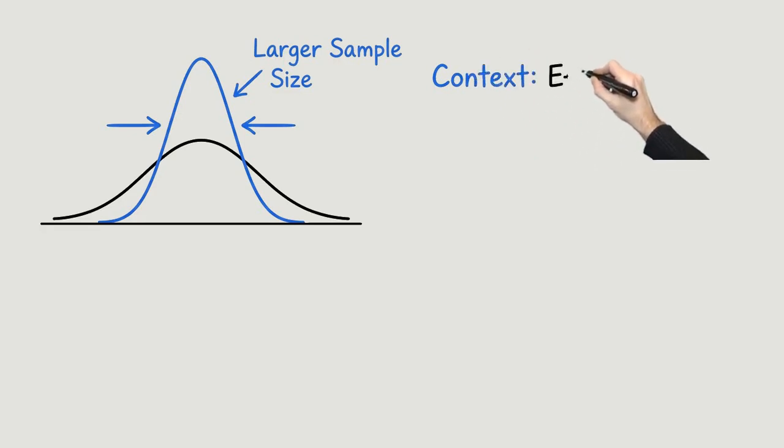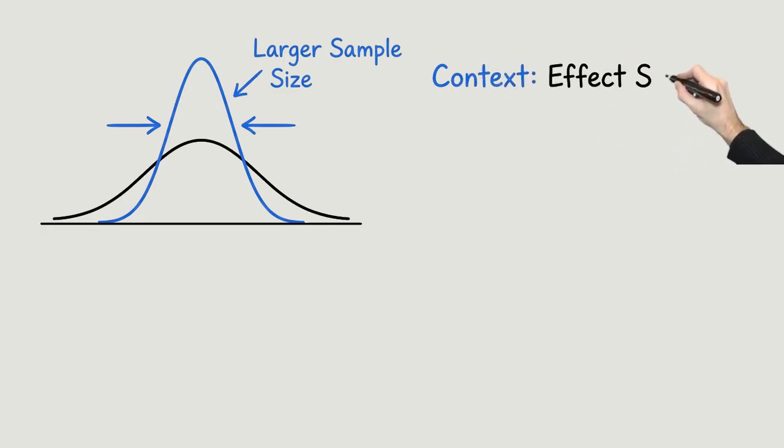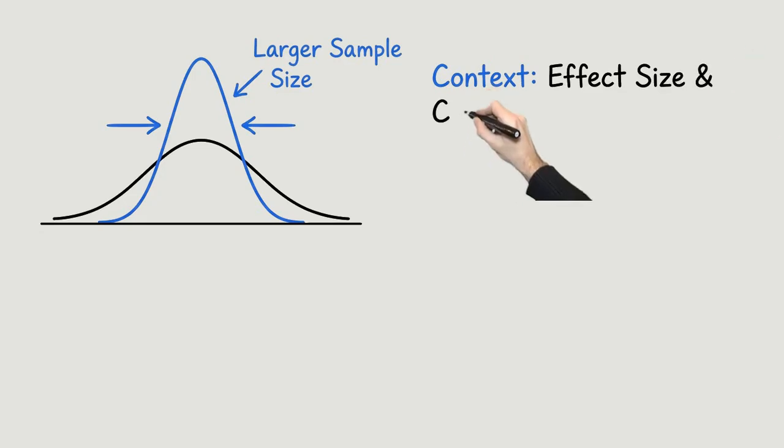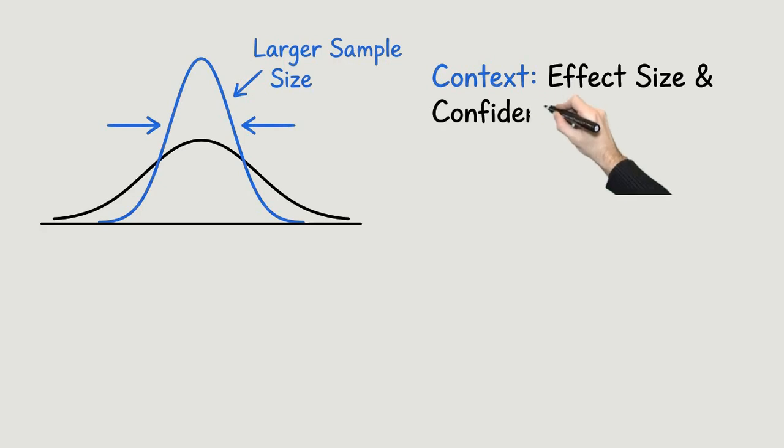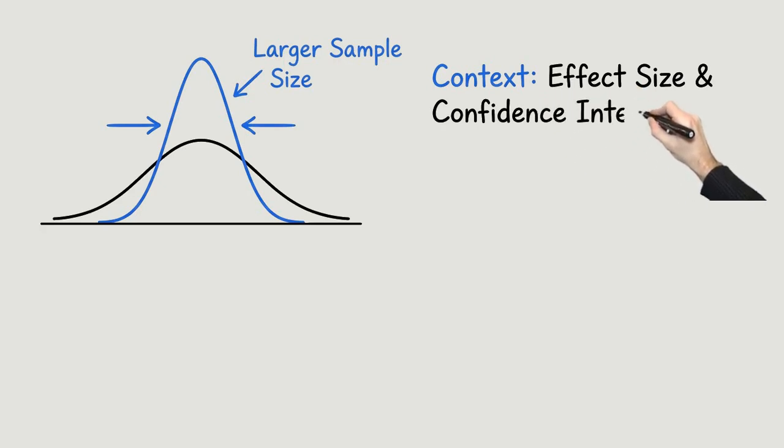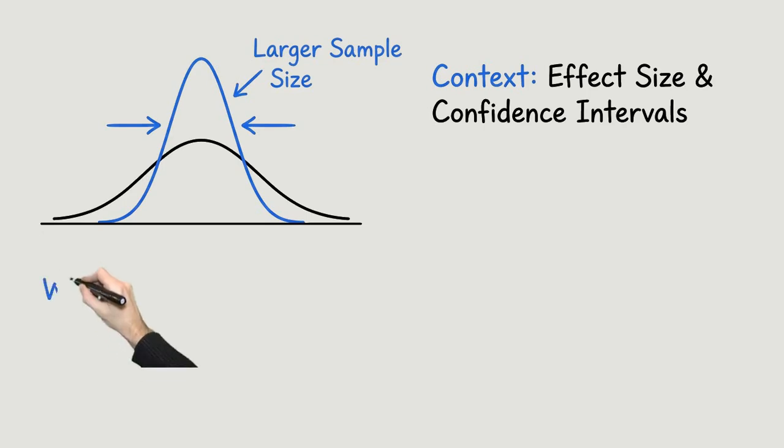This is why hypothesis testing should not stand alone. Effect sizes tell us how big the effect is. Confidence intervals show a range of plausible values and the uncertainty in our estimate. A result can be statistically significant but practically trivial, or not significant yet still consistent with meaningful effects.